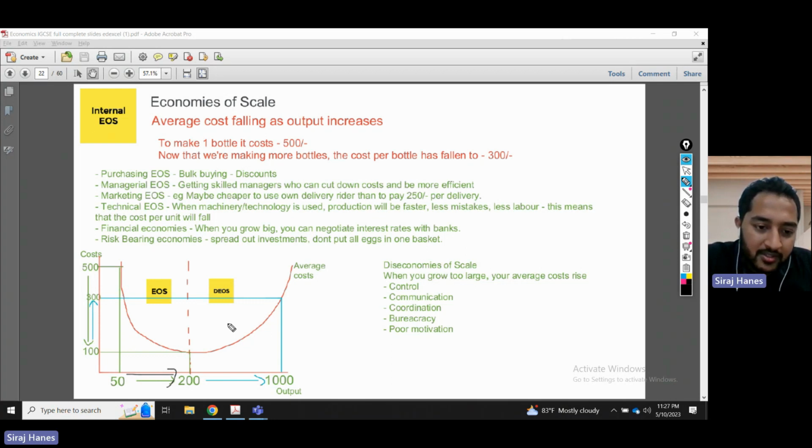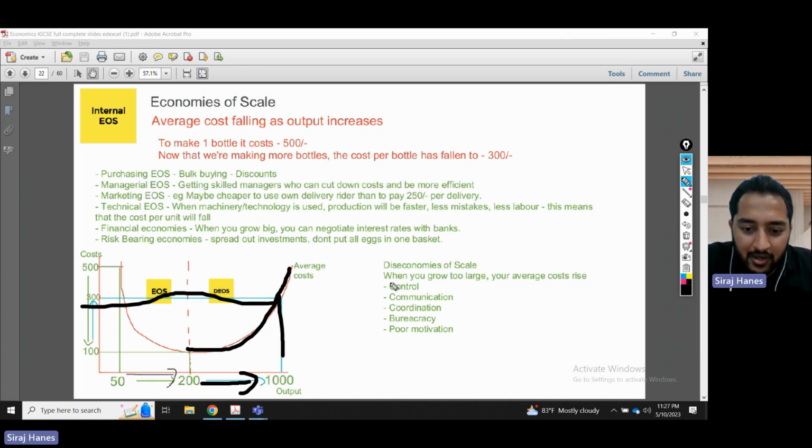There's a small problem here. There's something called diseconomies of scale. What is that? Now we said we produce from 50 to 200, but what if you produce from 200 to 1000 bottles of water? Cost per unit is going to rise. How is that possible? Going from 100 back to 300. Why is that happening? Now, this is what I like to say, CCCBM. There's a little acronym, 3 C's BM.